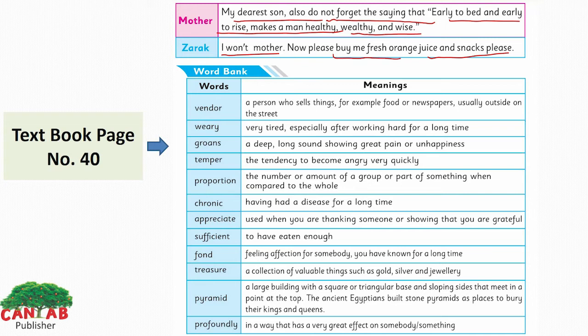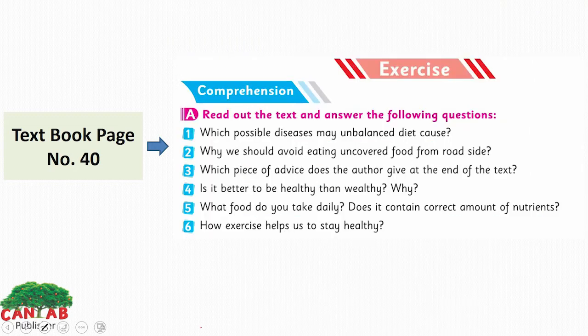Dear students, you can find the meanings of the difficult words here in your word bank. This is your exercise. Question number 1 here. Which possible disease may unbalanced diet cause? We have read about this.